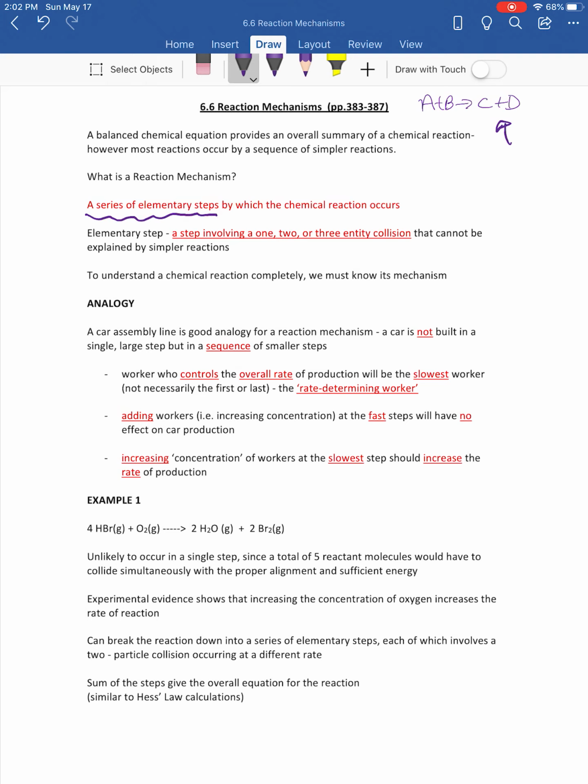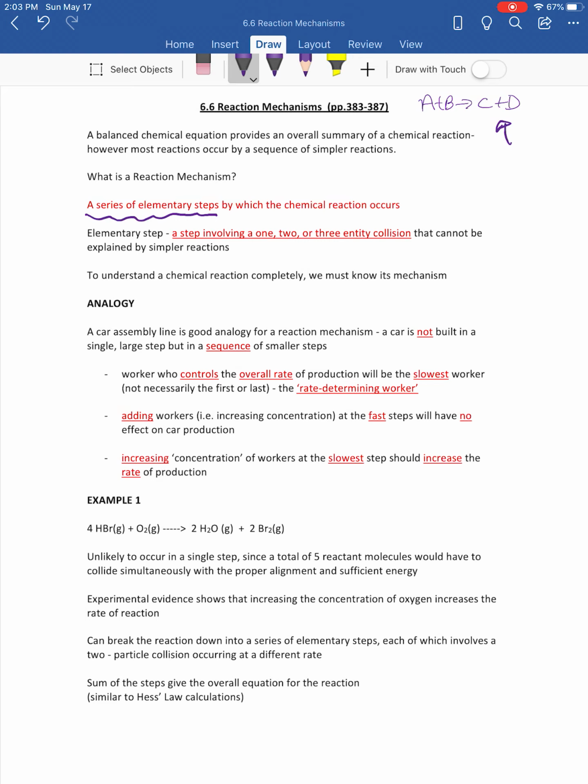It's a series of elementary steps. And an elementary step is like your bullets, like number 1, add this plus this. Number 2, add this plus that. So that's what an elementary step is. It is a step involving 1 or 2 or at most probably 3 things colliding, because the reality is it's really hard for more than 3 things to collide at one time in the proper orientation with the appropriate amount of kinetic energy.